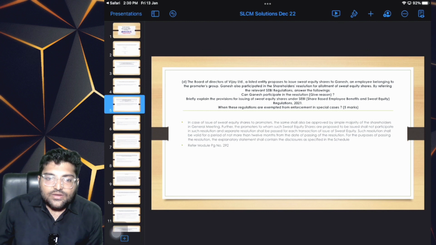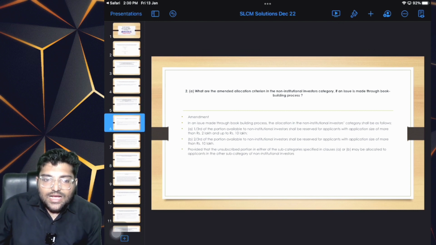So here you need to refer to module page number 292, where it is specified regarding sweat equity shares that a person belonging to the promoter group cannot participate in the resolution. So over here Ganesh would not be able to participate in such a resolution. And further you need to refer to the SEBI Share Based Employee Benefits and Sweat Equity Regulations 2021.